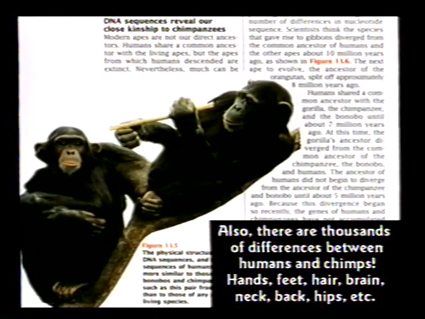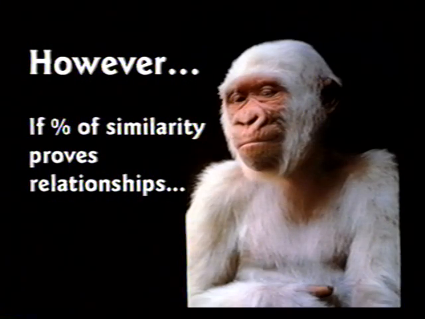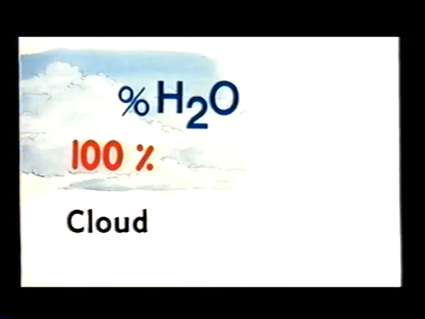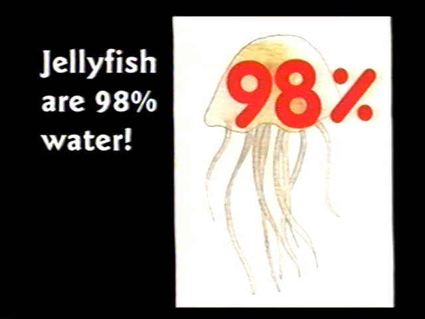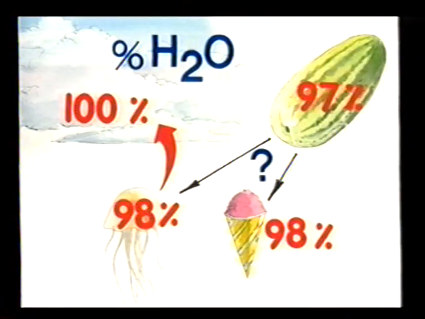However, if you think percentage of similarity proves something, let me show you the research I've been doing. I'm a research scientist, you know. I've been doing research on the similarity of various objects based upon their water content. I discovered in my research that clouds are 100% water. Watermelons are 97% water. Only 3% difference. That proves they had a common ancestor 19.6 million years ago. Not only that, I discovered jellyfish are 98% water. Ooh, the missing link. And so are snow cones. They're 98% water too. They're identical twins. Take a bite out of them. You can't tell the difference.